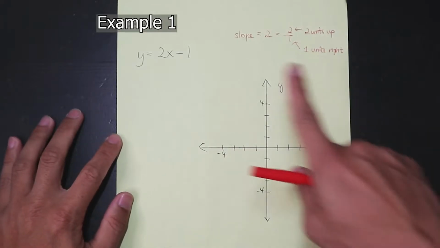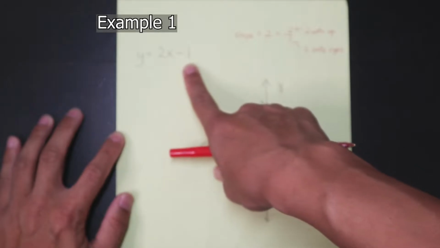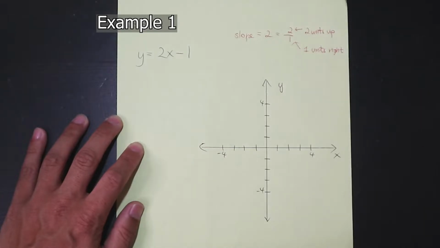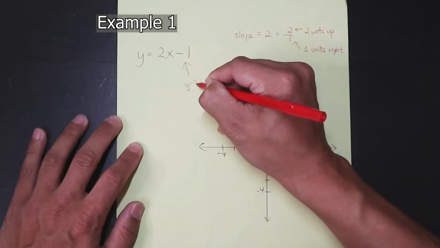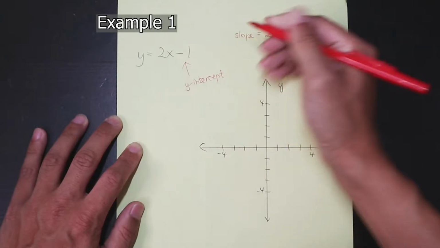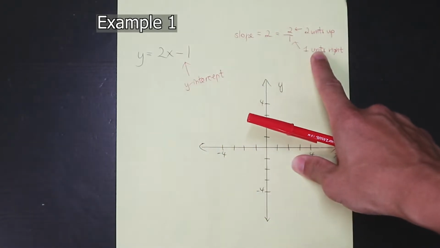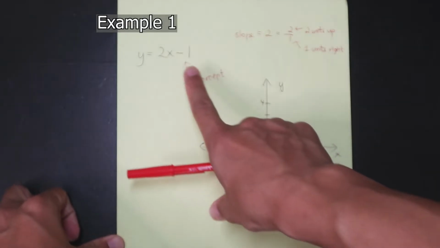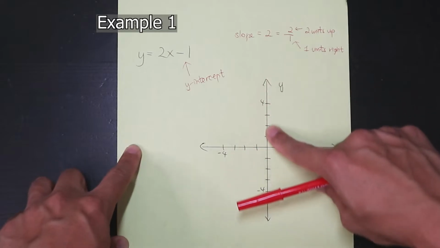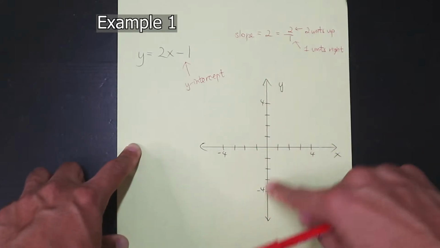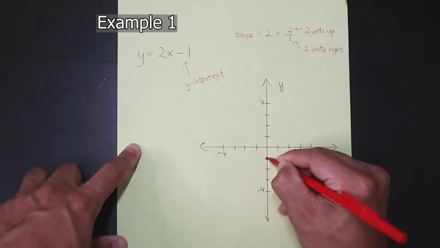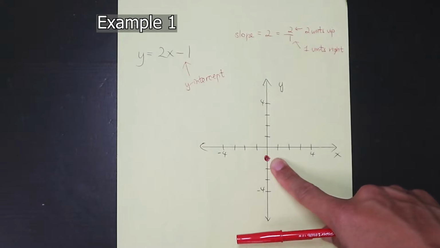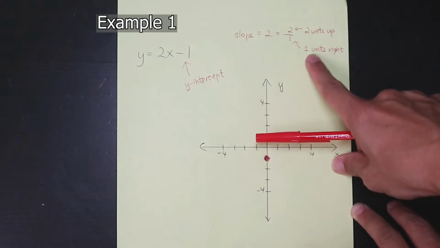To find a starting point, this number, which is the -1, tells you where the starting point is. We call this the y-intercept. That means on the y-axis, you should start at this number and then use the slope to graph other points on the line. Since the y-intercept is equal to -1, on the y-axis you need to find the number -1, which is right here. This dot is -1, so I'm going to make it a little bit larger.